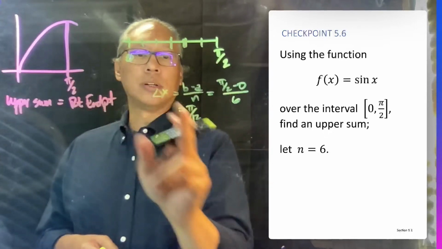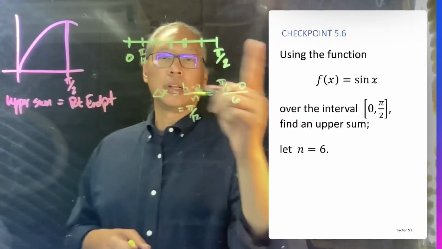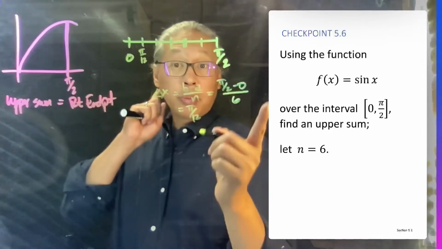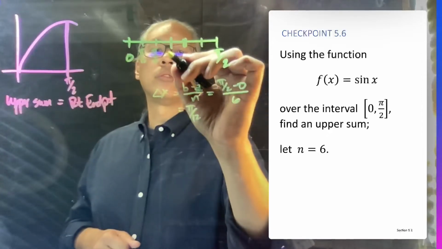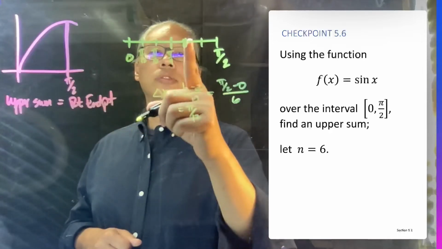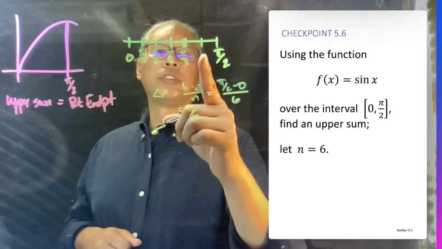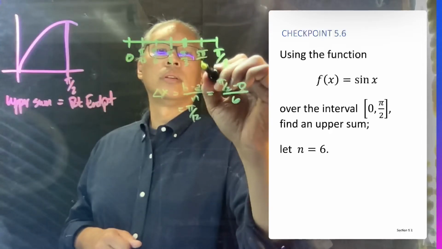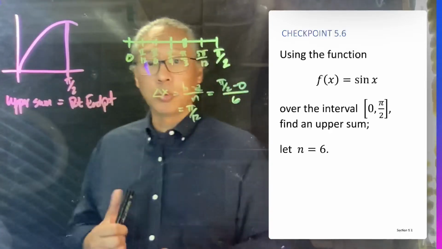And from 0 we add pi over 12. And then we're going to keep going. So pi over 12 plus pi over 12 is 2 pi over 12, which is pi over 6. 3 pi over 12 is pi over 4. So that's 1, 2, 3. 4 pi over 12 is pi over 3. And then 5 pi over 12 is just 5 pi over 12. And then 6 pi over 12 is pi over 2, which is at the end. So these are the numbers that we will be using.